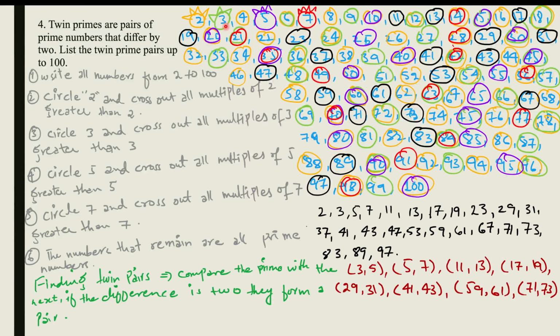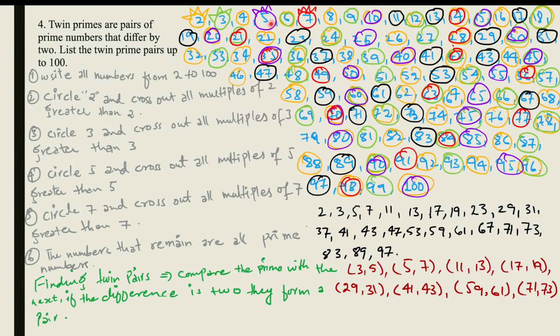Then we take 3 being a prime number. Again, all the multiples of 3, the numbers circled in green color, are being crossed out, all these multiples till 100. 99 is a multiple of 3, so you see I have circled it and we have crossed it. Then we do the same with 5 and 7.